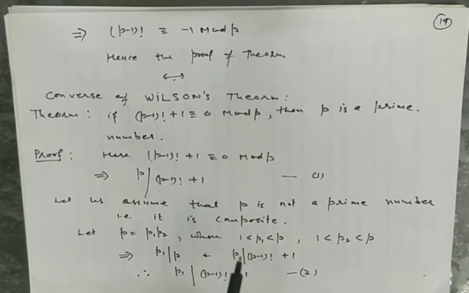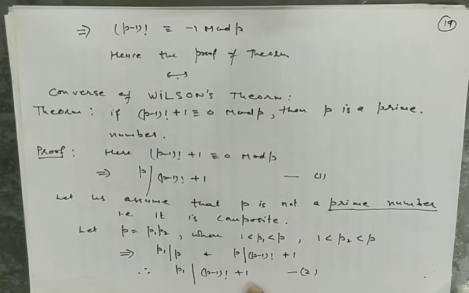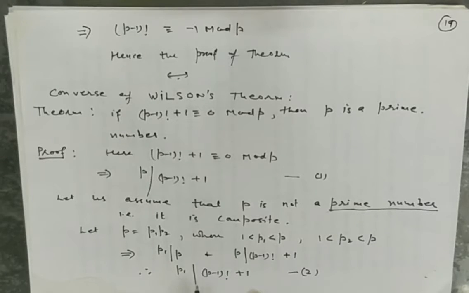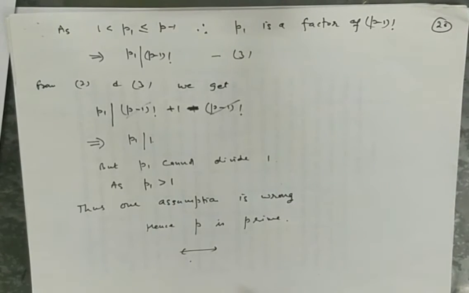Let us assume that P is not a prime number. Now, if it is not a prime number, then it must be composite. So, it must have two factors, namely P1 and P2, where P1 is greater than 1 and less than P, and the same for P2. So this implies P1 divides P and P divides (P minus 1) factorial plus 1. Therefore, by transitivity, we can say P1 divides (P minus 1) factorial plus 1. Let it be number 2.